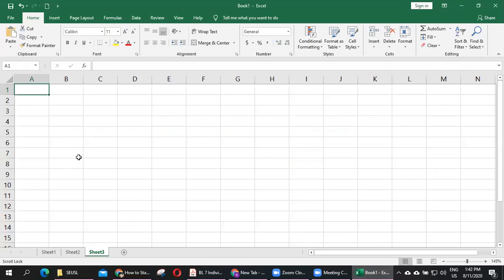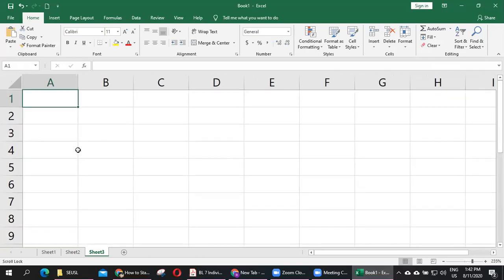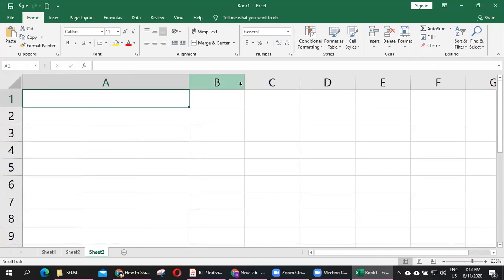Can you see the Excel sheet? Can you see? Okay. Now we will start.